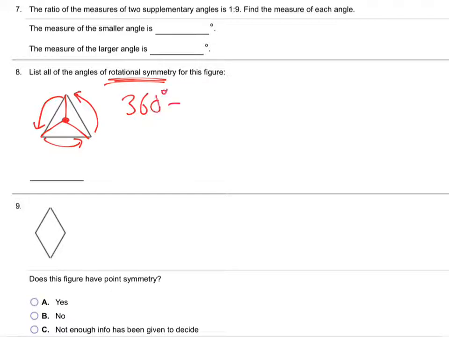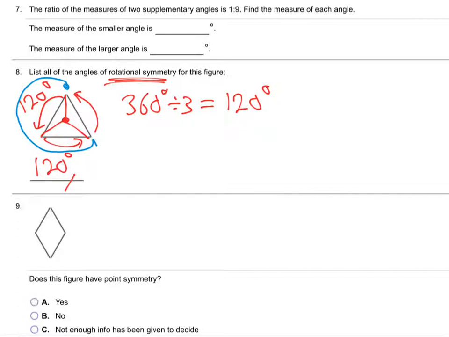360, and we're going to divide it by 3 because it's 1/3. It's 3 turns to go all the way around. So that's 120. So this must be a 120 rotation. But then you could do a second 120 rotation, couldn't you? In other words, you could go from here all the way to there. You could take this point to that point, and that would be back onto itself as well.